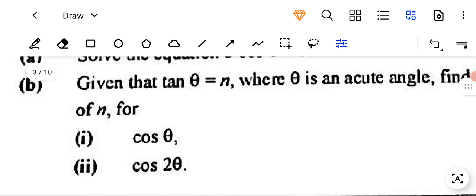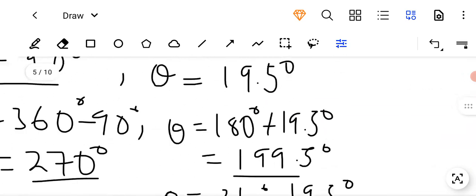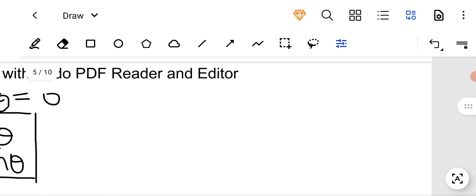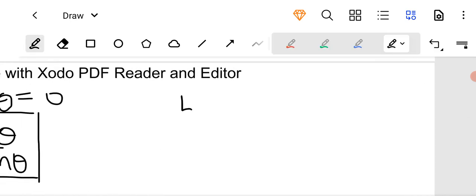So tan theta is equal to n, where theta is an acute angle. How you're supposed to do this is to think of a right-angled triangle, because these trig ratios apply to right-angled triangles. So right-angled, then you have your theta there. And then tan theta represents the slope.